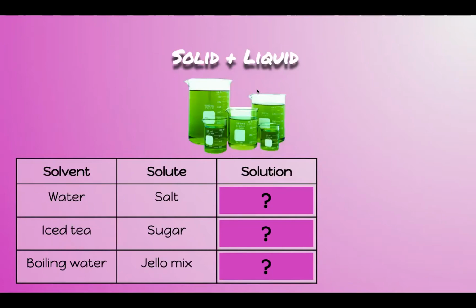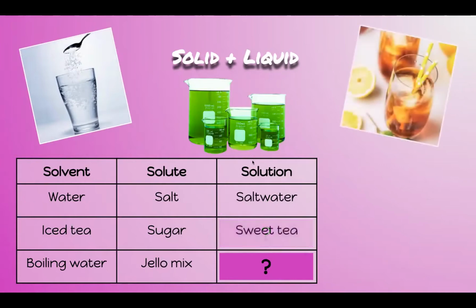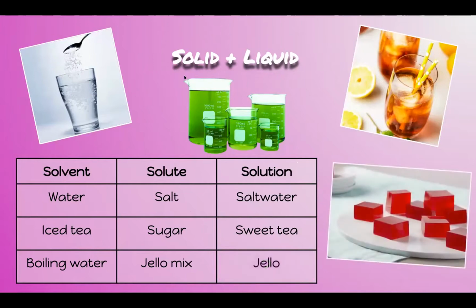So you can also make solutions with a solid and a liquid. Once again, our solvent is water, and if you add salt, you will end up with, surprise, salt water. The salt will dissolve into the water, you stir it up, you won't be able to pick out the parts of salt anymore, and it'll be harder to separate. Iced tea, when you add sugar, becomes sweet tea. Same thing as the salt, the sugar will dissolve. You won't be able to see the sugar anymore, and it'll be harder to separate. When you mix Jello mix with boiling water, surprise, that's how you make Jello.